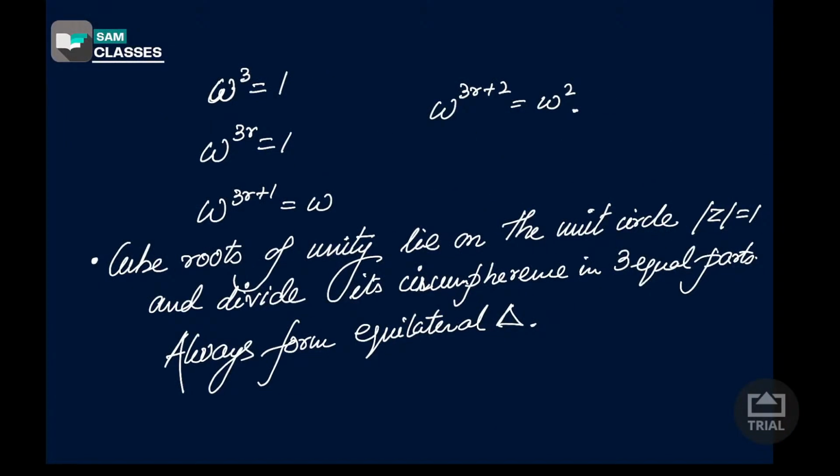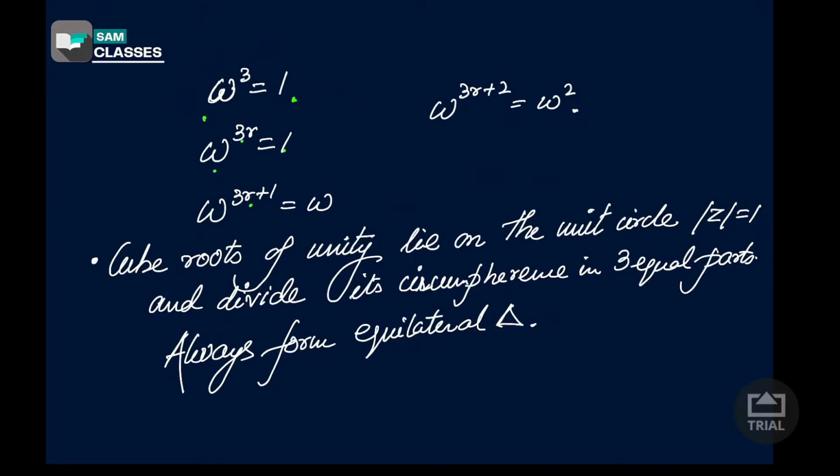Next, omega power 3 is 1, omega power 3 power r is 1, omega power 3r plus 1 is equal to what? You can easily solve: omega power 3r into omega. So this is 1, and 1 into omega is omega. Same thing, just like iota we used to do, same here.